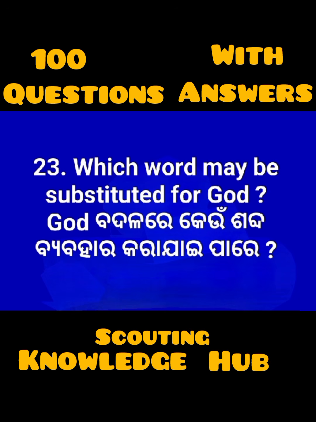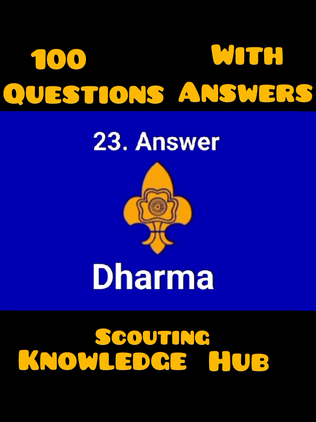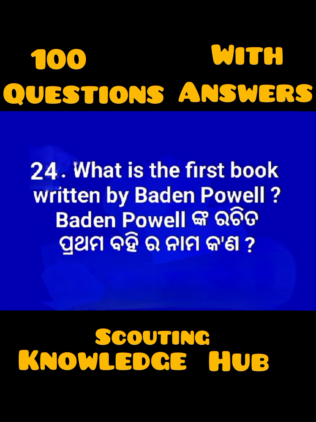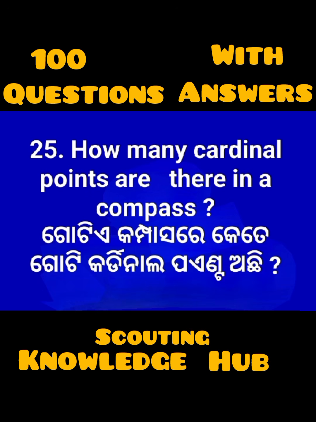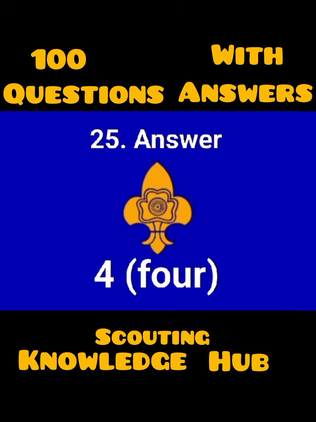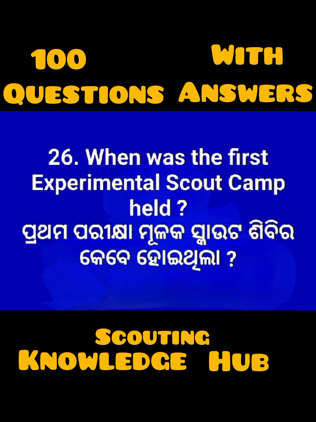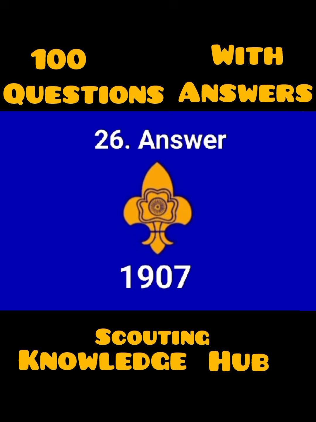Which word may be substituted for God? Dharma. What is the first book written by Baden-Powell? Aids to Scouting. How many cardinal points are there in a compass? 4. When was the first experimental camp held? In 1907.